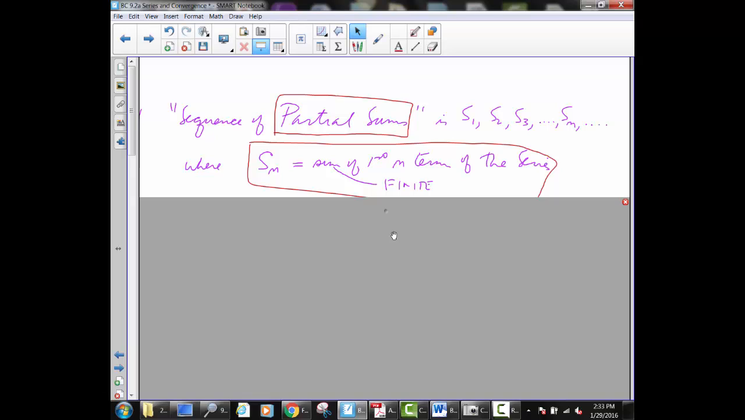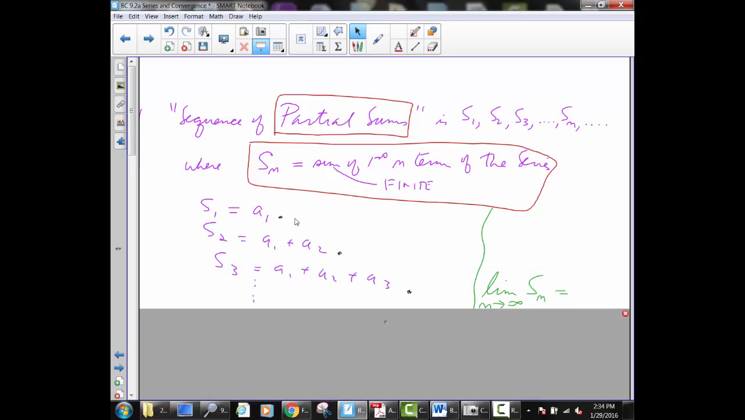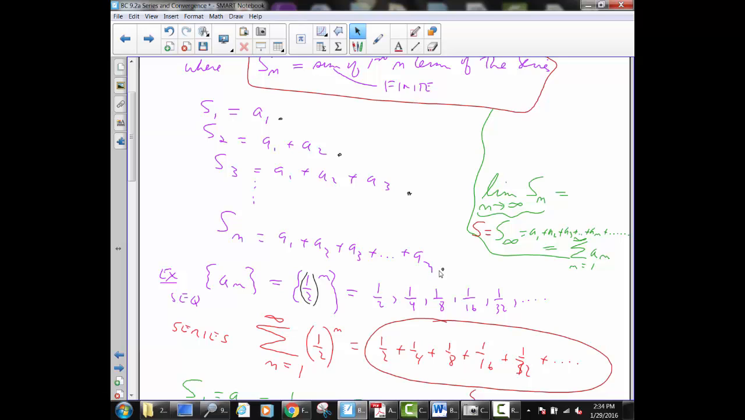All right, now a sequence of partial sums, which is S1, S2, S3. I do want to emphasize this is a sequence. You'll see how this ties in with series, where Sn is the sum of the first n terms of the series. Now this is going to be finite because S1 means the sum of the first 1 terms, S2 means the sum of the first 2 terms, S3 means the sum of the first 3 terms. So Sn means the sum of the first n terms, period. This doesn't go on after that.